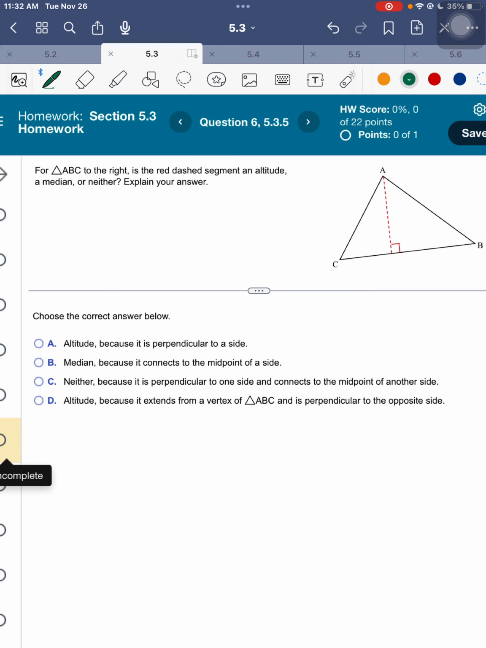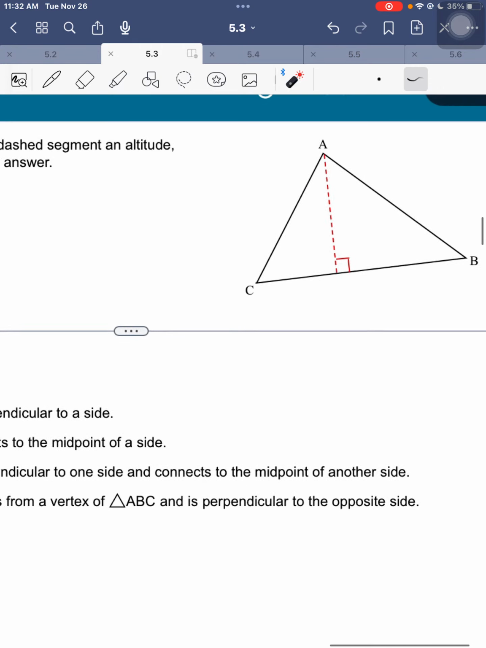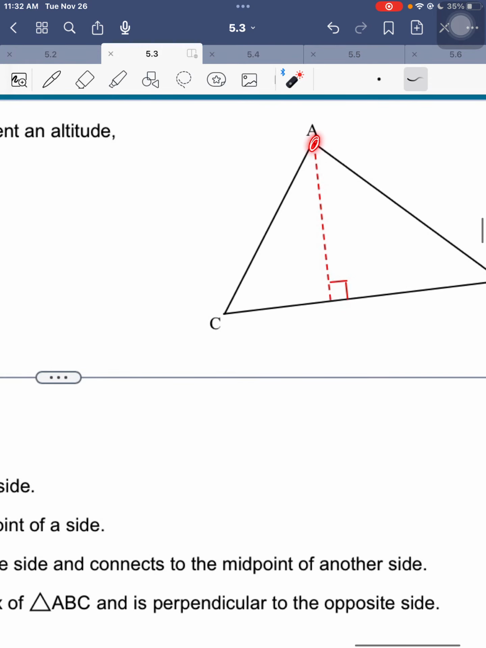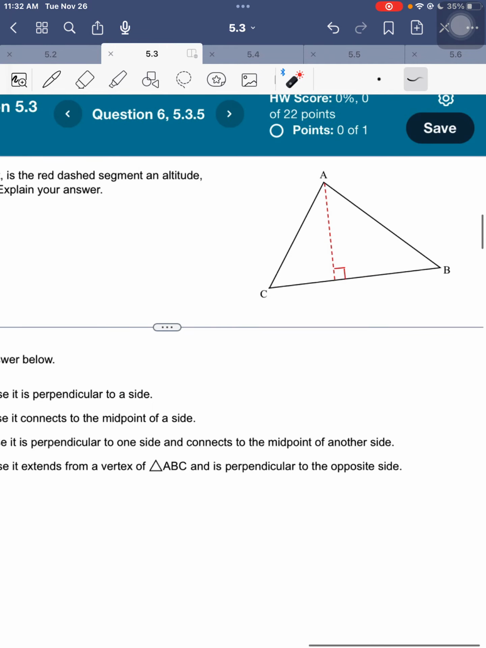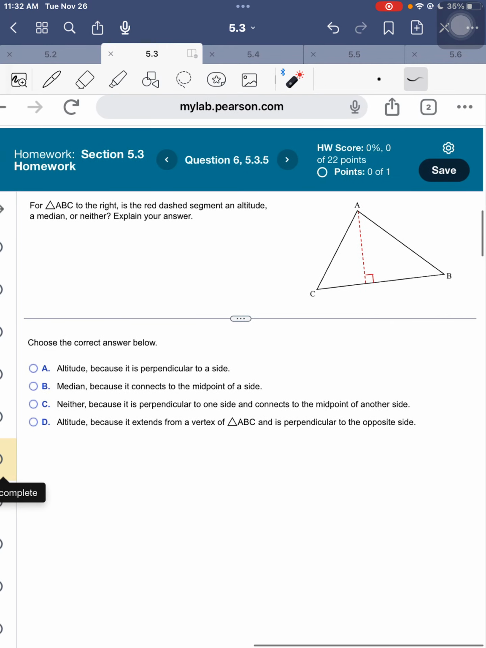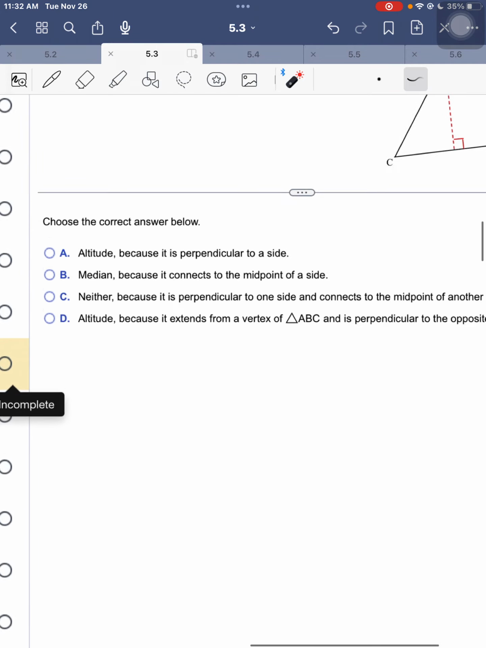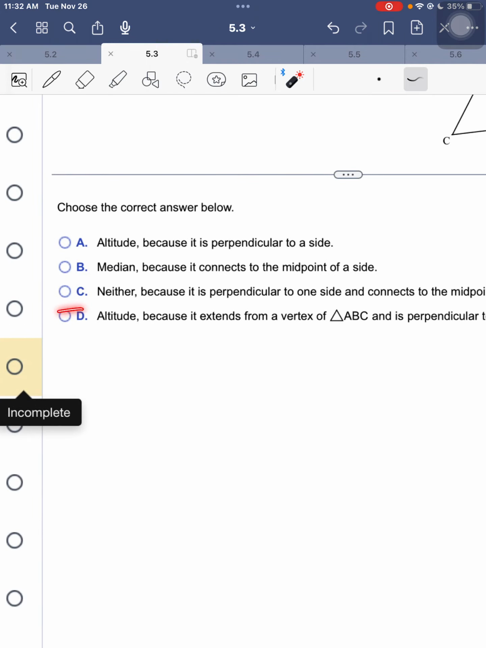For triangle ABC to the right, is the red dashed line an altitude, a median, or neither? Okay, so let's see. So my red line is starting at a vertex, at vertex A. Okay, so I know it's starting at vertex A and it goes to the other side of the triangle, to a line containing the other side of the triangle at what? At a perpendicular. So what type of segment is this? It's an altitude.